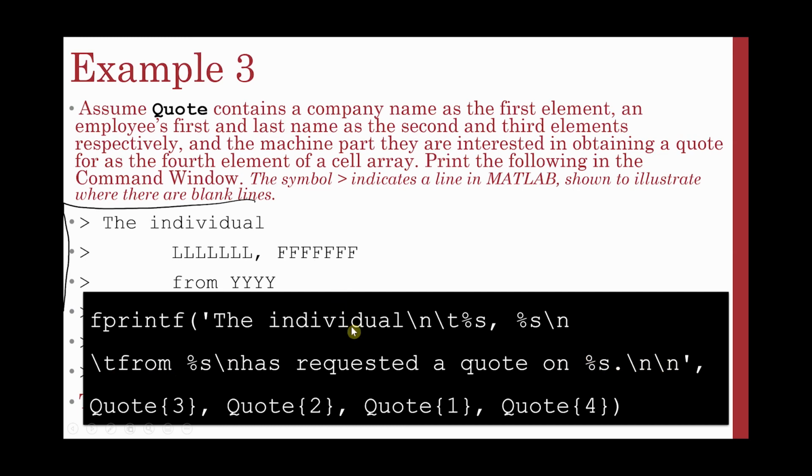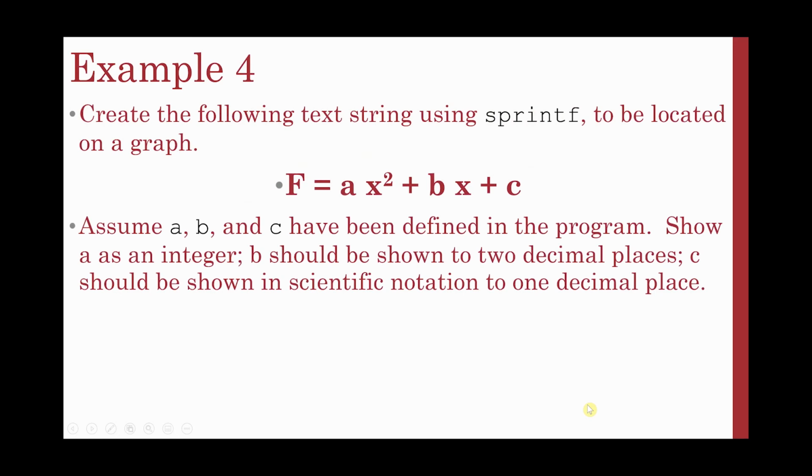What variables are we inserting? So we have our variable quote. The first thing we need is the individual's last name. The last name is stored in the 3rd entry of quote. Then we need the first name, which is stored in the 2nd entry of quote. Then we need their company, which is stored in the first entry of quote, and then we need the company, which is in the 4th entry.